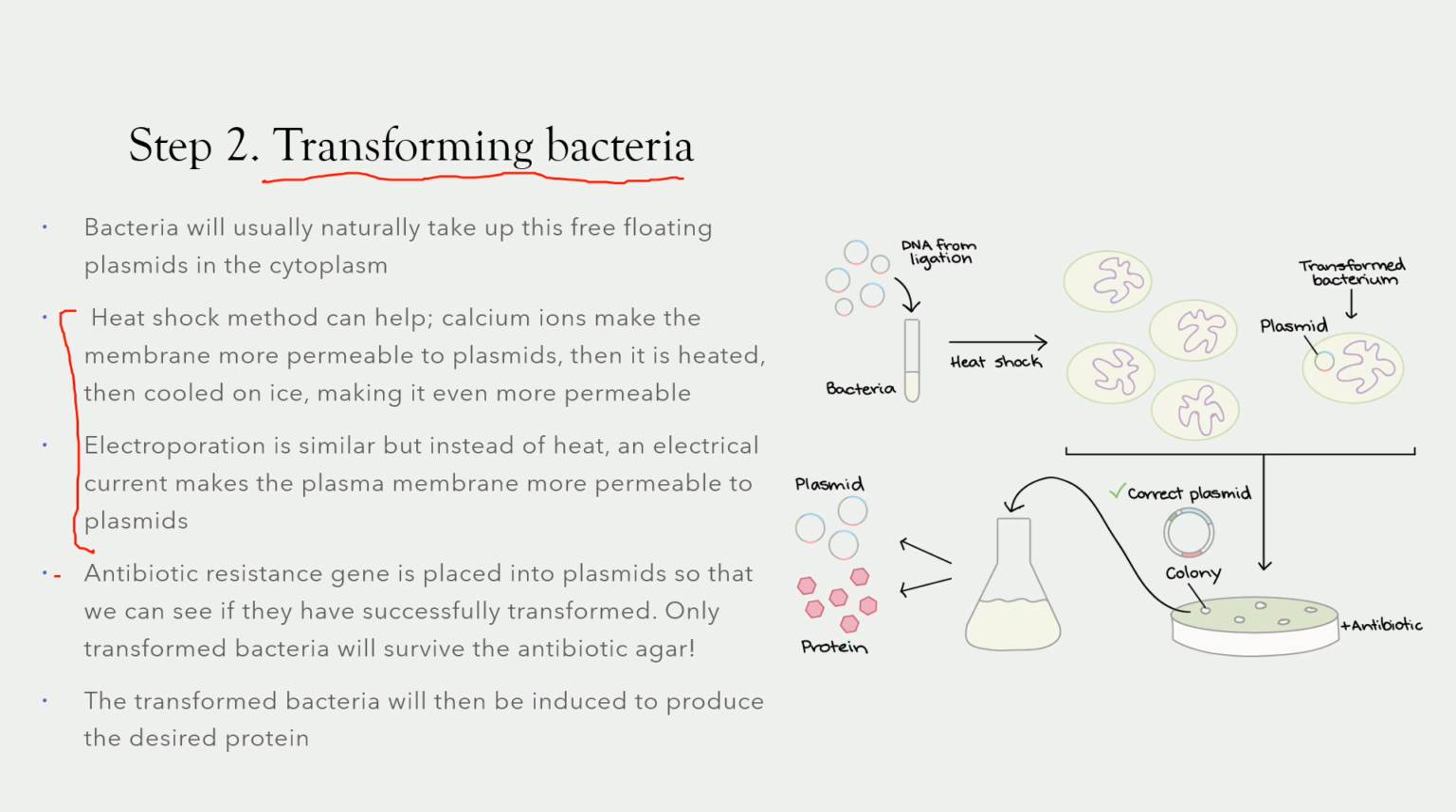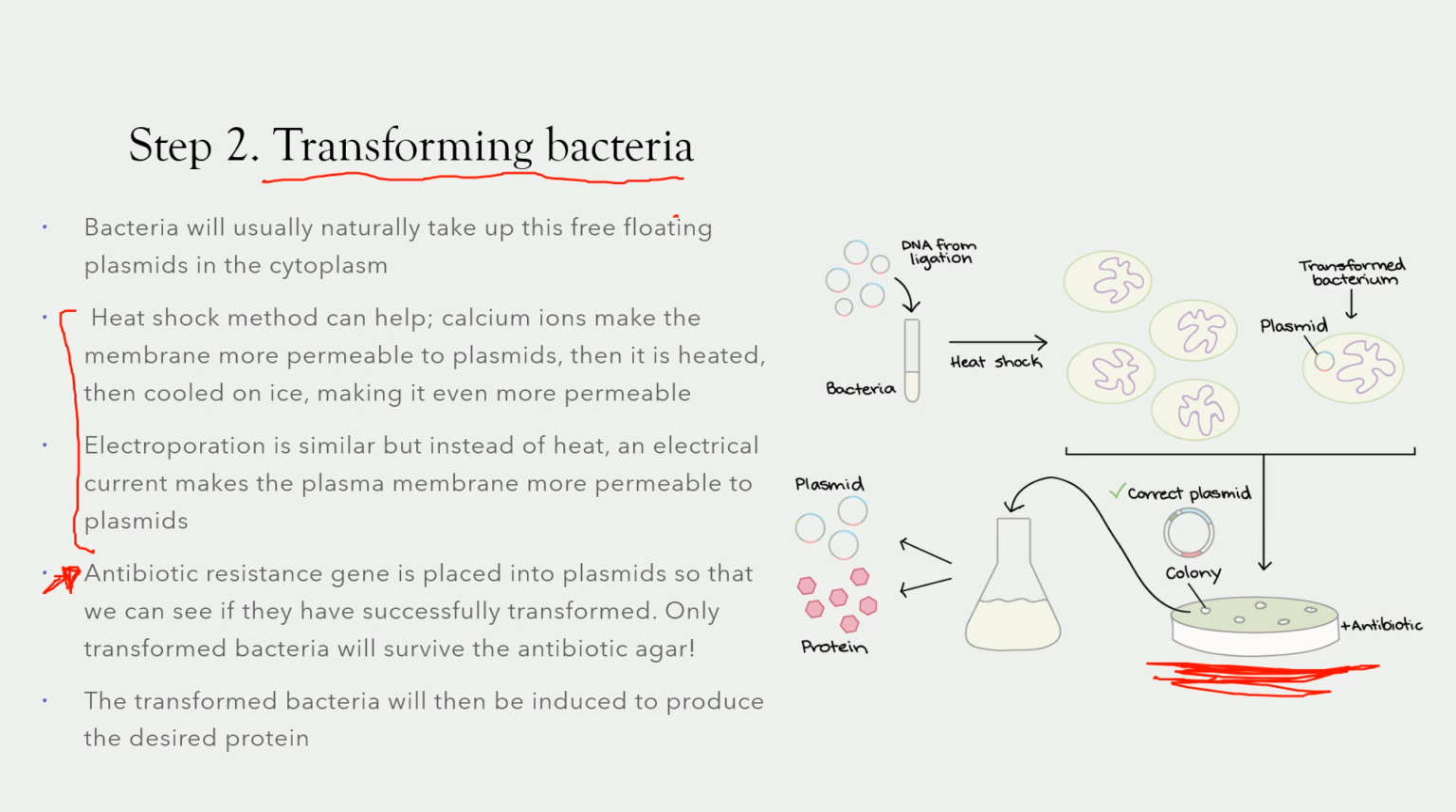Oftentimes, when we're making a recombinant plasmid, we'll also insert a reporter gene. Basically, a reporter gene is a way to make sure that the bacteria has transformed correctly. A common reporter gene we can use is an antibiotic resistance gene. If we put an antibiotic resistance gene in our recombinant plasmid and then place our transformed bacteria onto a plate of antibiotics, we know that the colonies that survive will be successfully transformed.